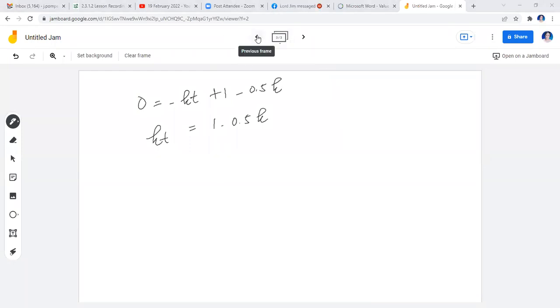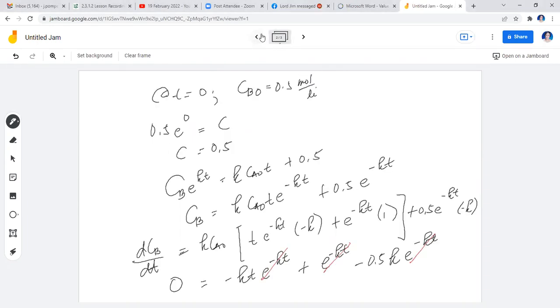Oh, let me check. Sorry. CaO. Okay, I have here KCAO. So I need to multiply the first two terms by KCAO. Okay, I cannot cancel the K because this one has K. So the CaO only is kept.